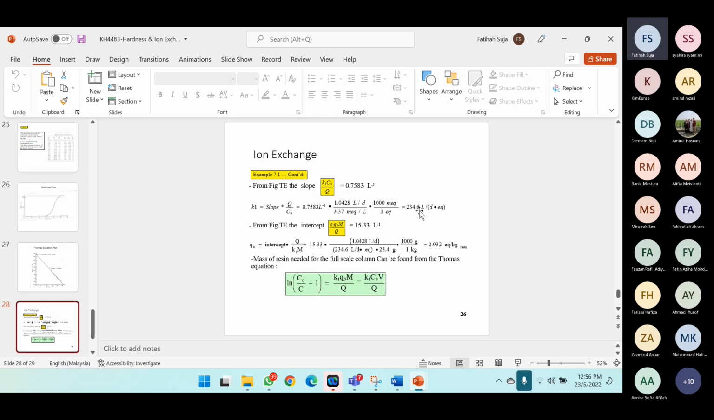234.6 per liter. From the Thomas equation figure, you also get the intercept. The intercept is 15.33 per liter. So this is the Q naught, which is 2.932 equivalent per kilogram resin, meaning how much you remove per kilogram of resin.